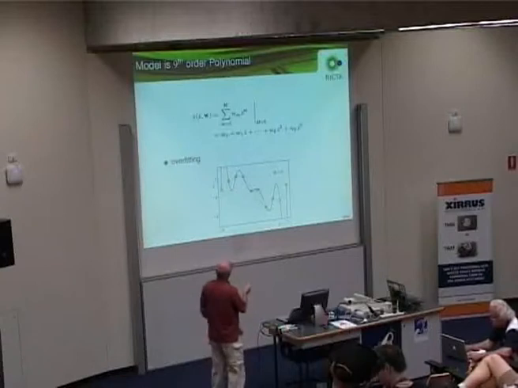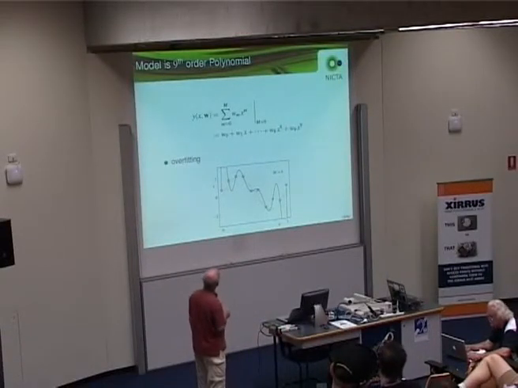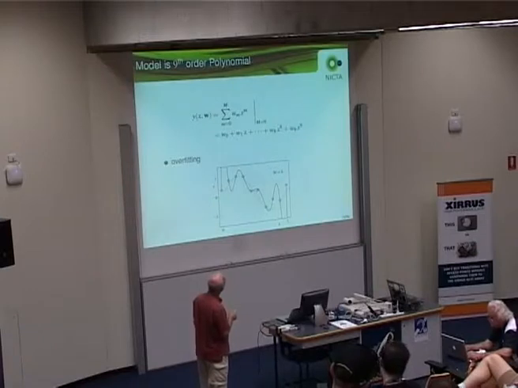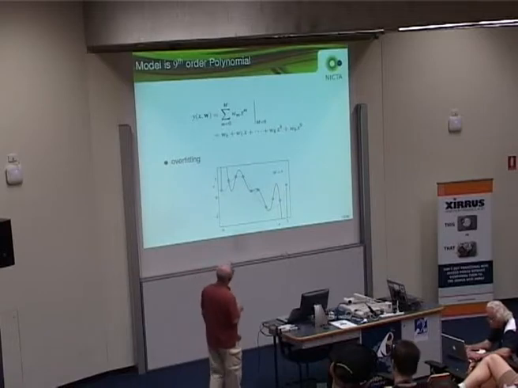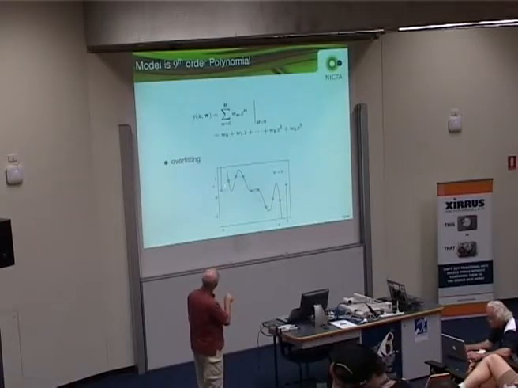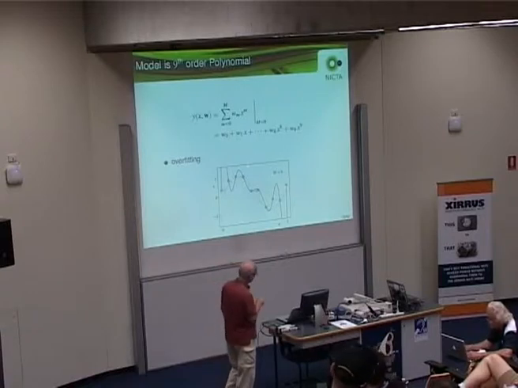Because in this case, if you have n data points given, so we have 2, 4, 6, 8, 10 data points, you can always fit them with an n minus 1 order polynomial, a perfect fit. But you can imagine if I take another point which may live here, my prediction would be somewhere up on the slide. So that's not good.